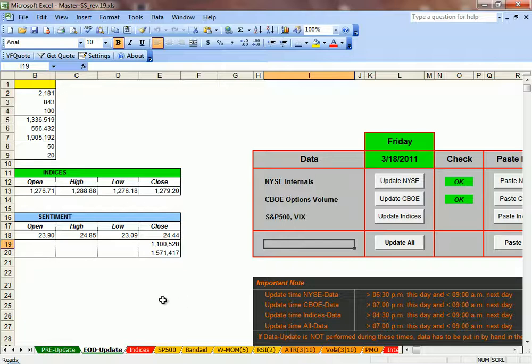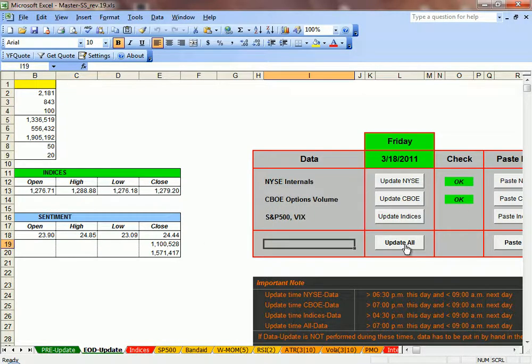I'm going to give you a quick look at my internal indicators and show you what my nightly routine is when I go through my overview. What I do is I collect the internal components of the market: advancing issues, declining issues, advancing volume and declining volume, new highs and new lows. And then for the S&P 500, we have the open, high, low, and close. And for sentiment, I use the VIX, so the open, high, low, and close on the VIX, and the put-call ratio.